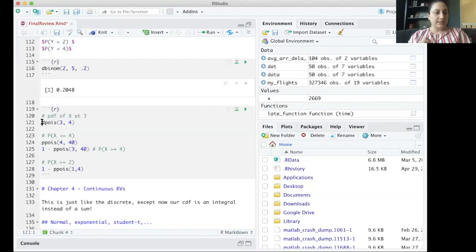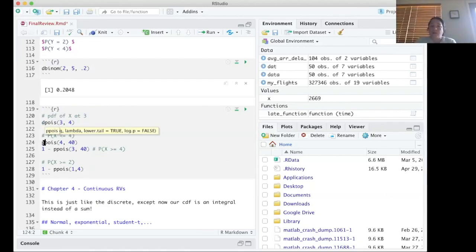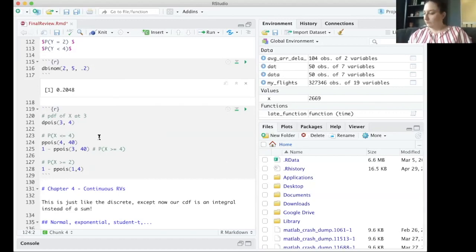So these D numbers are finding the equal to probability, and the P numbers are finding the less than or equal to probability. So if I said equal to 4, it would be D Poisson 4, 40. Equal to 4, yes. The P numbers look for less than or equal to, and the D look for the equal to. Yep.